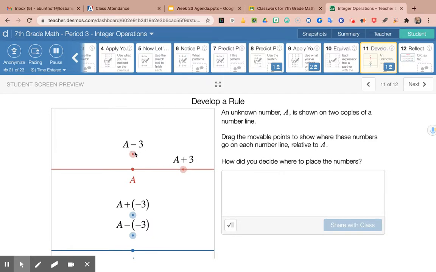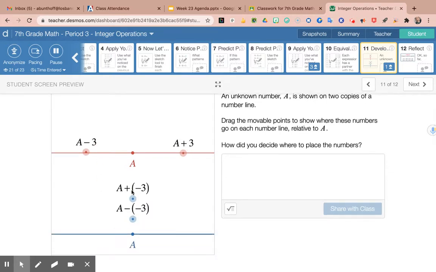If I'm taking 3 away, then it's going to get smaller. So it's going to be smaller than A. So adding 3 makes it bigger. Subtracting 3 makes it smaller. So it doesn't matter where they go, but the subtraction should go on the left side of A. The addition should go on the right. Makes it bigger, makes it smaller.